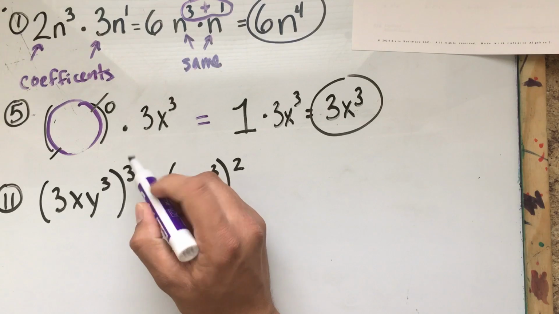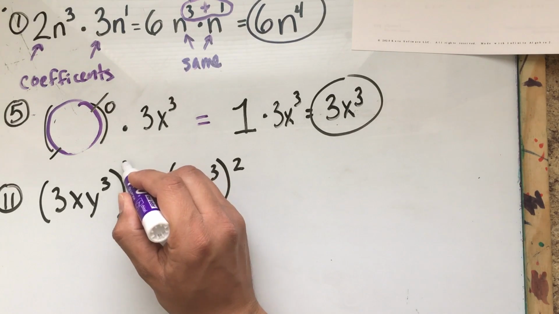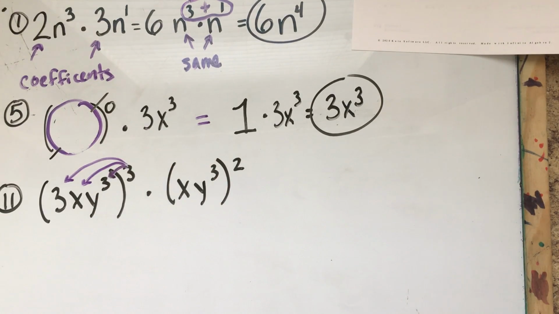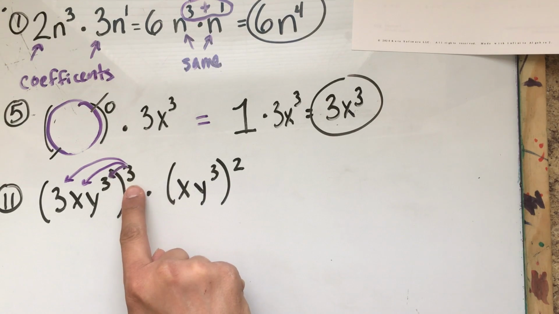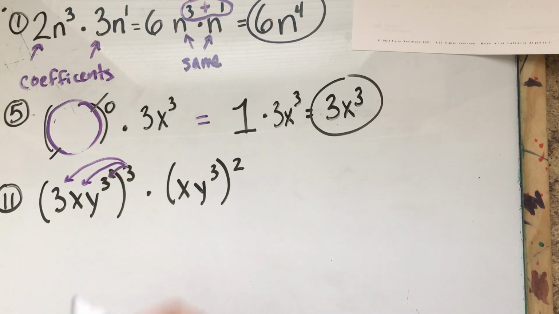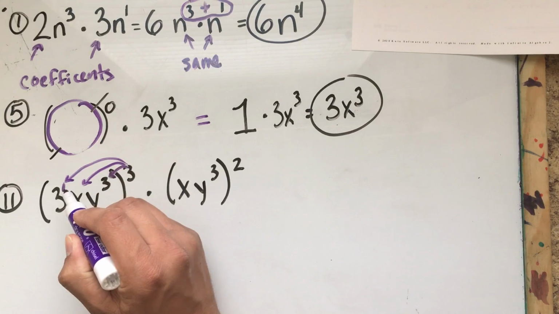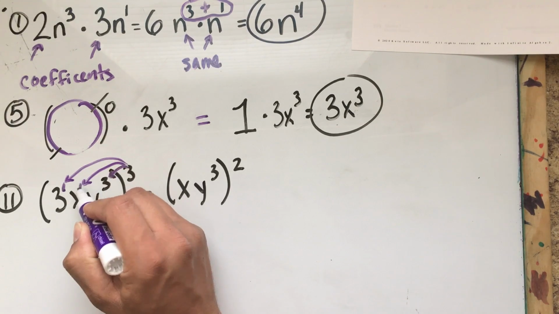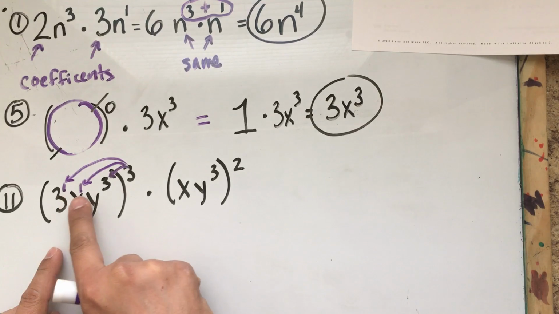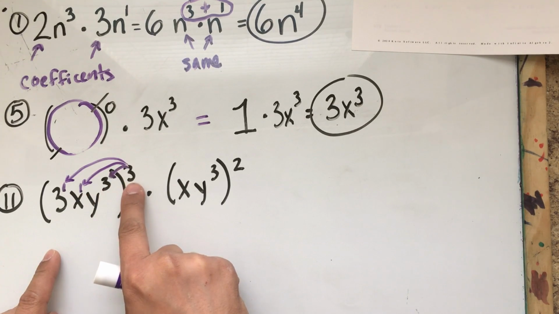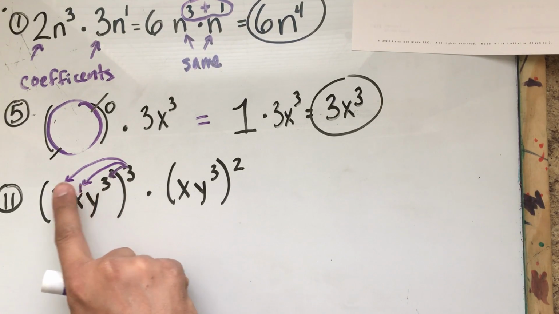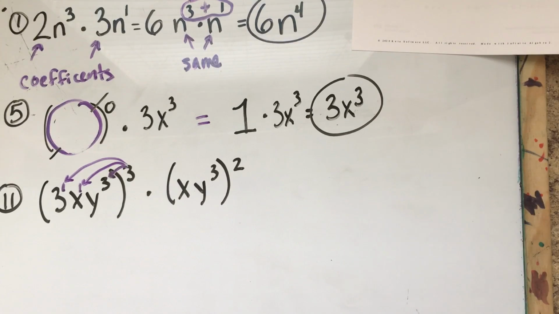Anytime you have a power outside like this, that power is going to apply to the 3, to the x, and to the y. Okay, so basically we're going to multiply the power 3 times all the powers of the ones inside. Well, if you look at the 3, it doesn't have a power, so you have to put the number 1. The x doesn't have a power, so you can assume it has a power 1. Okay, so these two have a power 1, and all of the powers inside are going to get multiplied times the 3. Okay, that's called power to a power rule. So you're going to multiply 3 times all the powers. Okay, so let's see what this is going to become.